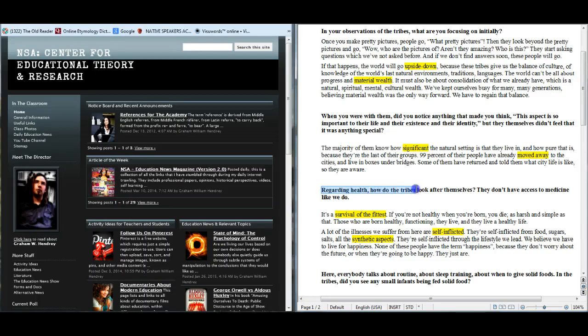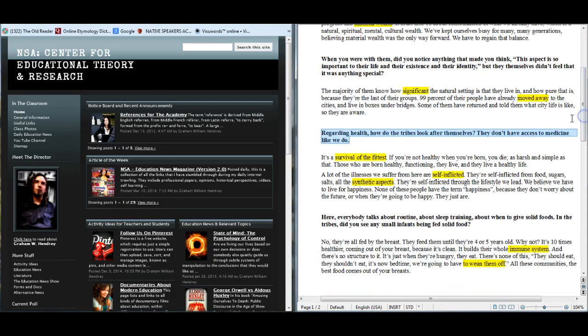Regarding health, how do the tribes look after themselves? They don't have access to medicine like we do. Medicine, there's an interesting word. You really ought to check the etymology of the word medicine. It's a survival of the fittest. If you're not healthy when you're born, you die. As harsh and simple as that.